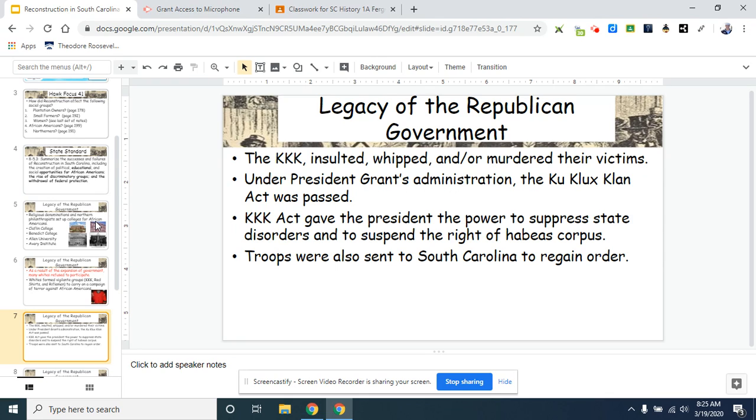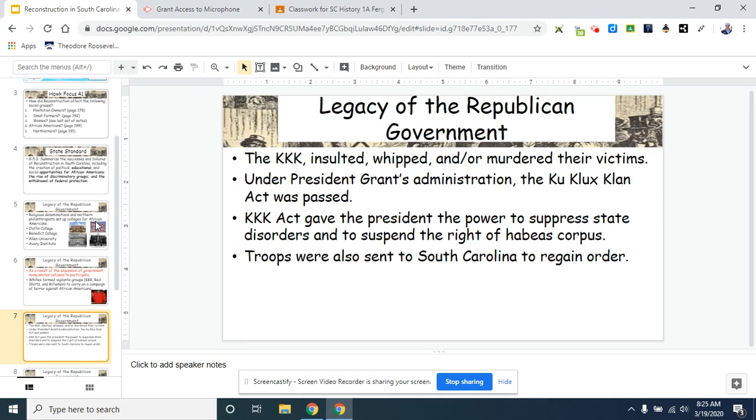In other words, it was more just like, hey, the president can be the judge, jury, and executioner in this situation because this thing was so bad. It was almost like declaring martial law. Troops were also sent to South Carolina to regain order, and that military occupation did not sit well with very many people. Having the military boss you around and tell you what to do on a daily basis and be the police, no fun.